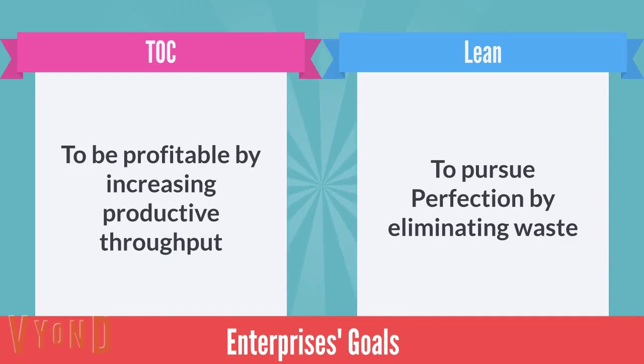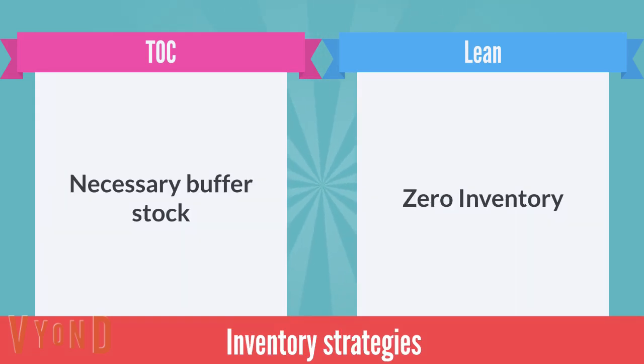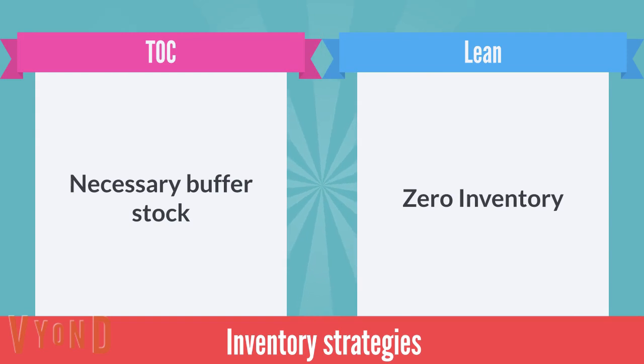However, Lean production advocates pursuing perfection by eliminating waste. These 2 methodologies have different inventory strategies for finished goods, WIP, and raw materials. Lean production commits to zero inventory, no matter which type of stock. On the contrary, TOC allows a certain amount of stock to be maintained as either a buffer for the finished goods and bottlenecks or a rope for controlling the production pace.